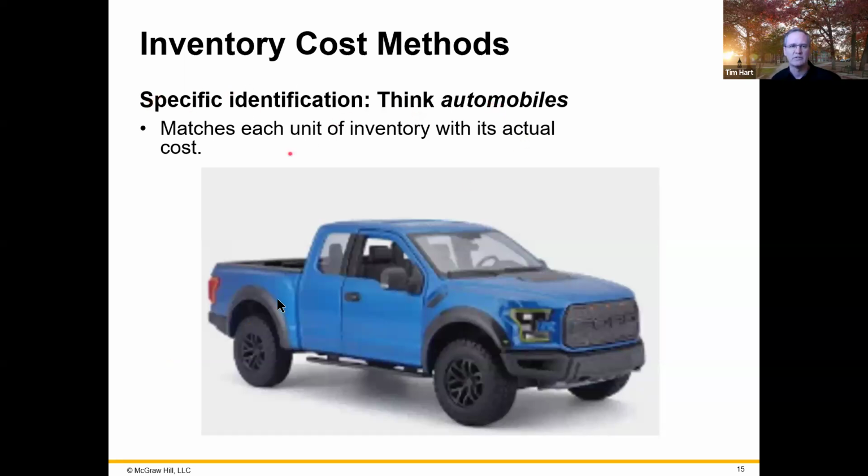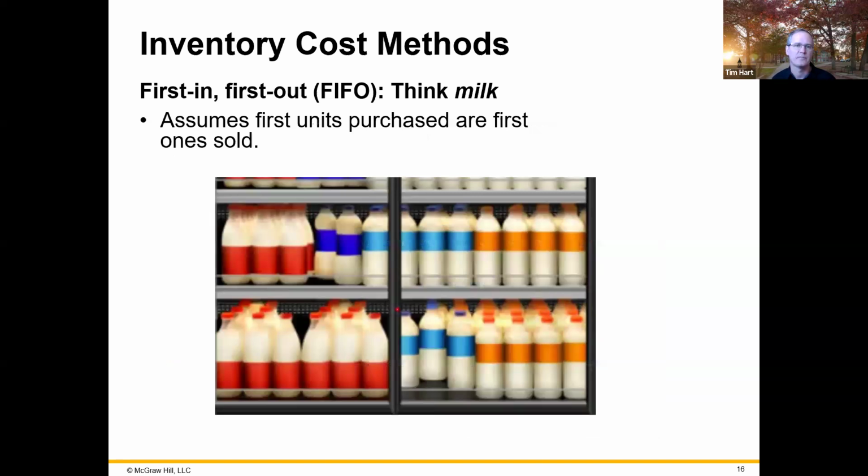Think about automobiles, matching each unit of inventory with its actual cost. What did this vehicle cost? Look up the VIN number. If a company were using this method, we could see exactly what it cost. For FIFO, first in, first out, think milk.